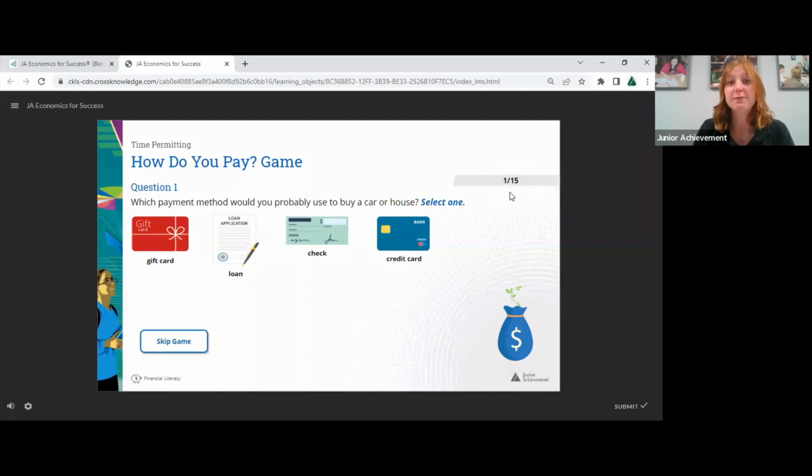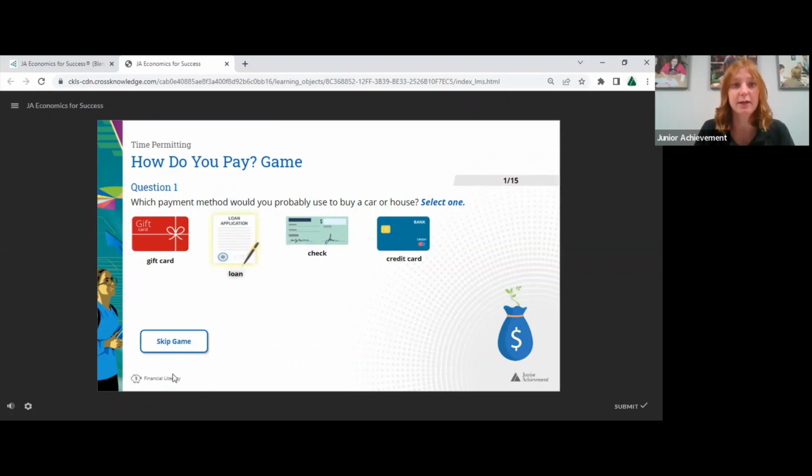Now, there are 15 questions, and once you start, it's a little hard to stop the activity, so we want to make sure that you leave time for all 15 questions. What you're going to do is, again, have students come to the board, and I would ask a question. Which payment method would you probably use to buy a car or house? Select one. I would have a student come to the board and click on whichever one they think. We know it's probably a loan. And then we would hit submit.